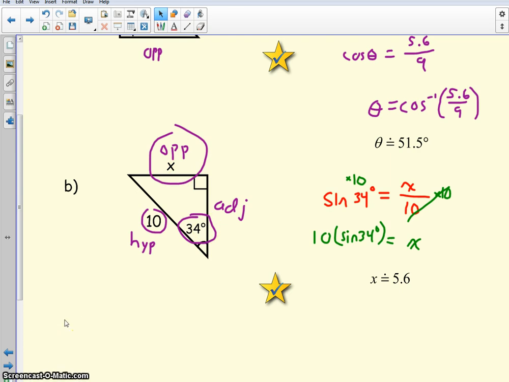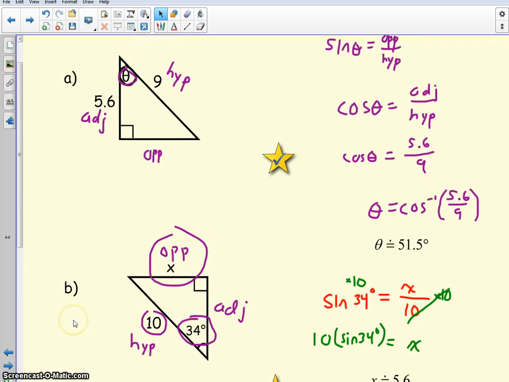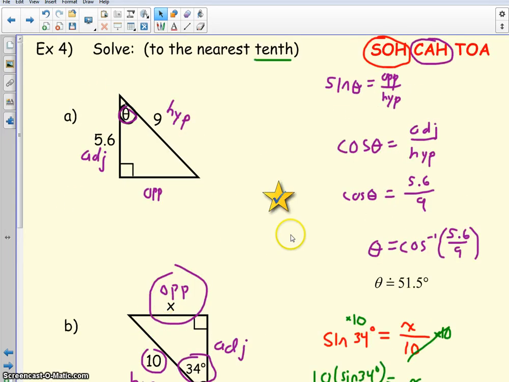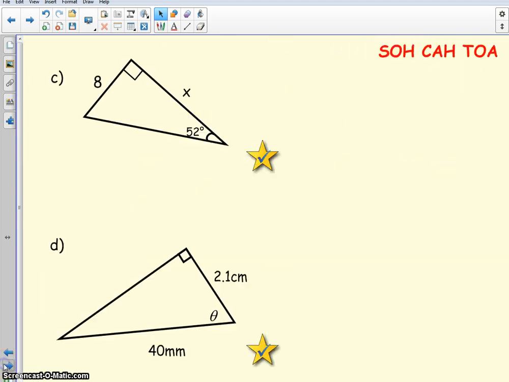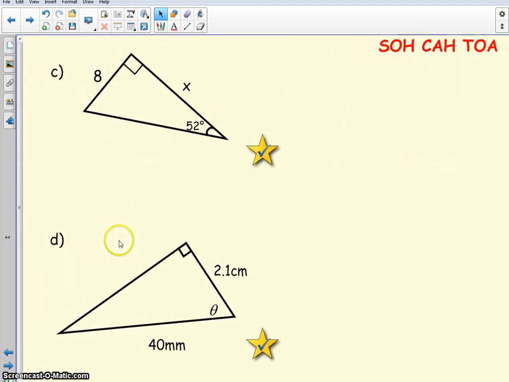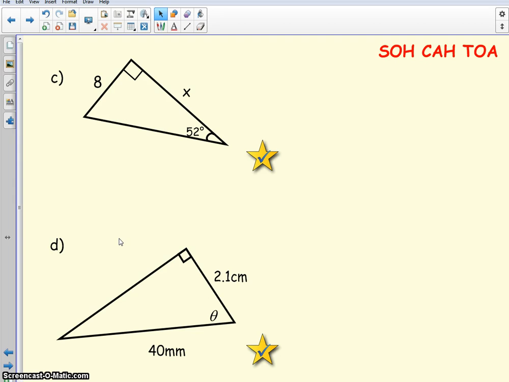Hopefully that one went okay for you guys. So now we've solved two different types of problems using trigonometry: one solving for an angle, one solving for a side. Let's move on to the next slide. You've got two examples here that I'd like you to try on your own. Just start by labeling the sides, set up the ratio that you think will solve for whatever is unknown, and give it a go. When you're ready to see the answers, unpause, and we'll go through them together.